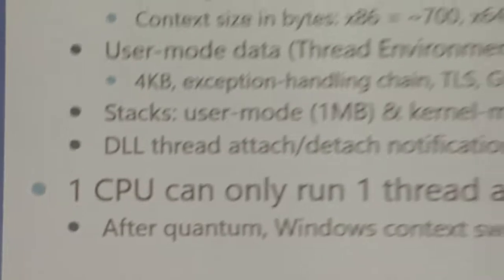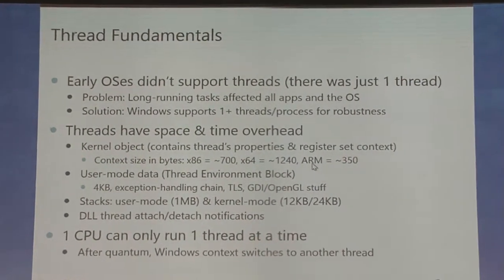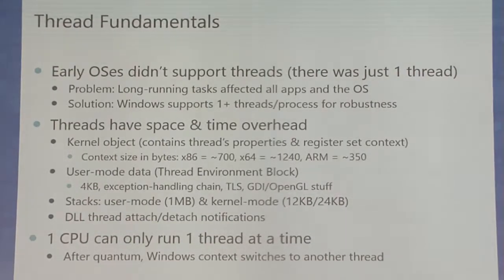Today, Windows supports 3 CPU architectures. They are the x86 architecture, the x64, and the ARM. In the past, Windows used to support other ones, but those have all been dropped. These are the only 3 that are still supported today. So this gives you an idea of approximately how many bytes the kernel object is for any given thread.